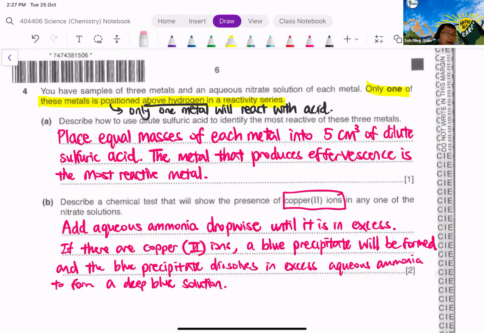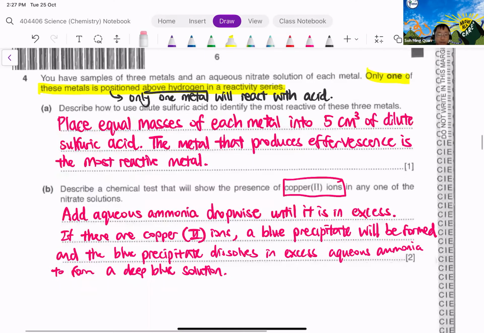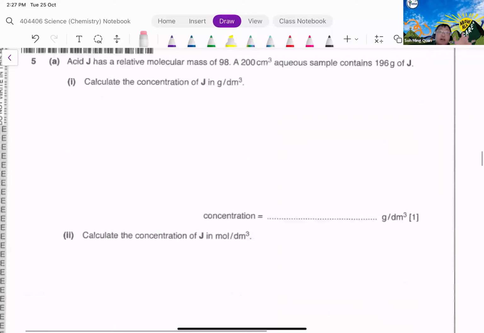All right, so question 4 is done. Now question 5, let's go to question 5. The difficulty is not part A, okay? Part A, as you can see, the O-level combined science, they really love grams per dm cube, moles per dm cube. So if you don't know how to convert between grams and moles per dm cube, it's a problem.